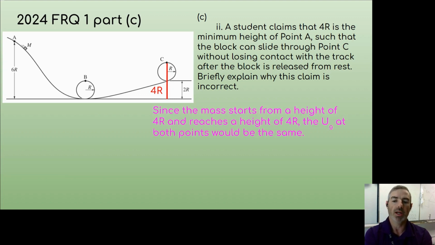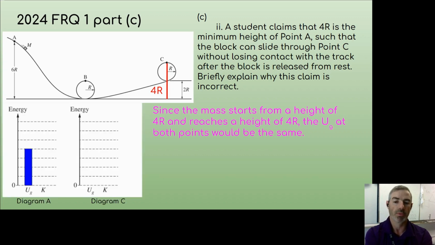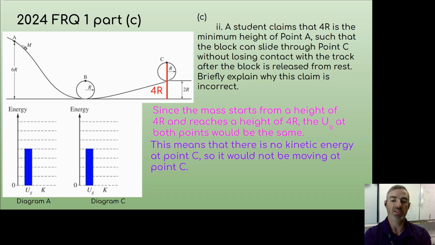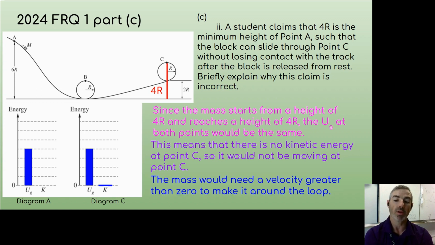So they both start and end at a height of 4r, which means that the Ug at both points is going to be the same. Well, if the Ug is the same and energy is conserved, that means there's no energy left for kinetic energy. So we'd have zero kinetic energy. If you don't have kinetic energy, it's not going to be moving at point C. So if it's not moving at that point, then it would lose contact with the track or just not make it around. It needs a velocity greater than zero to make it around the loop. So it would have to start from a height higher than 4r in order to make it around the loop.